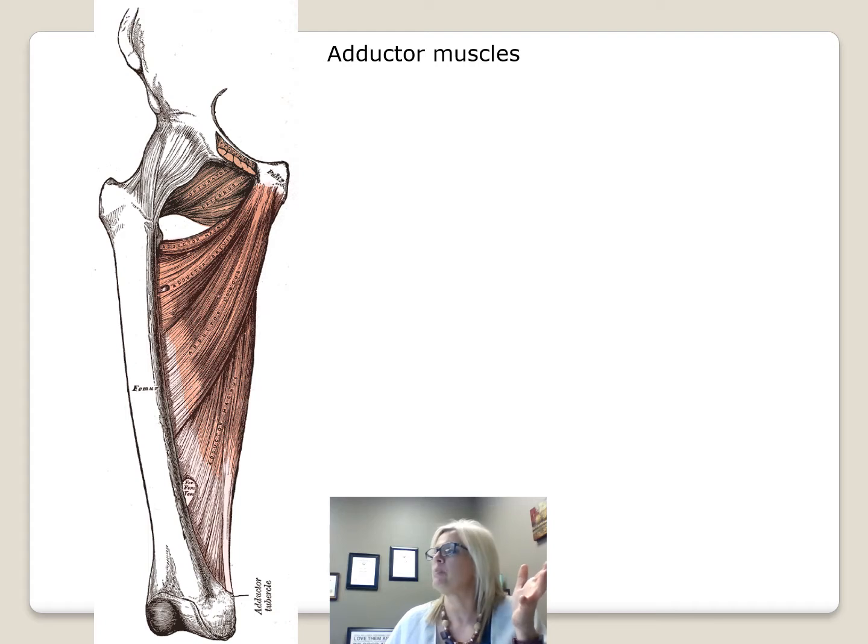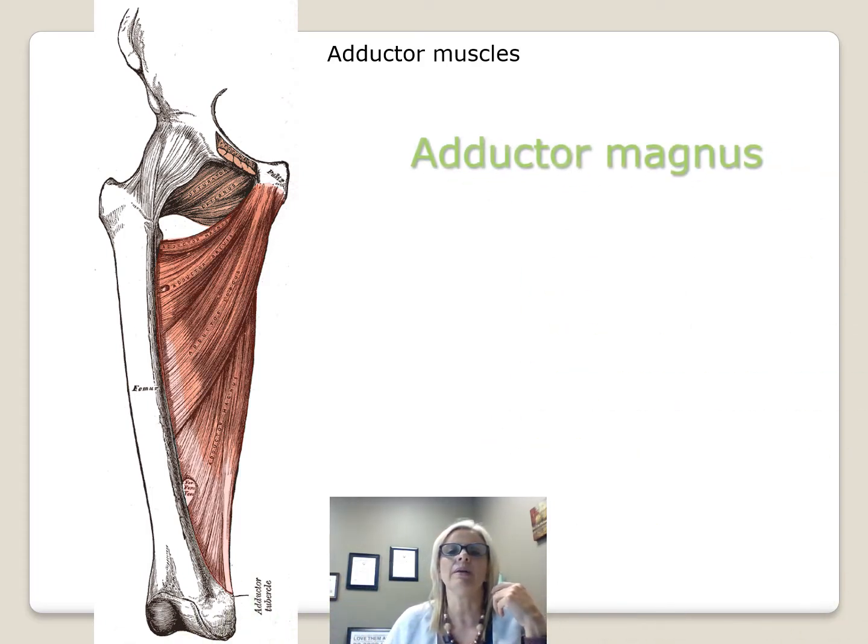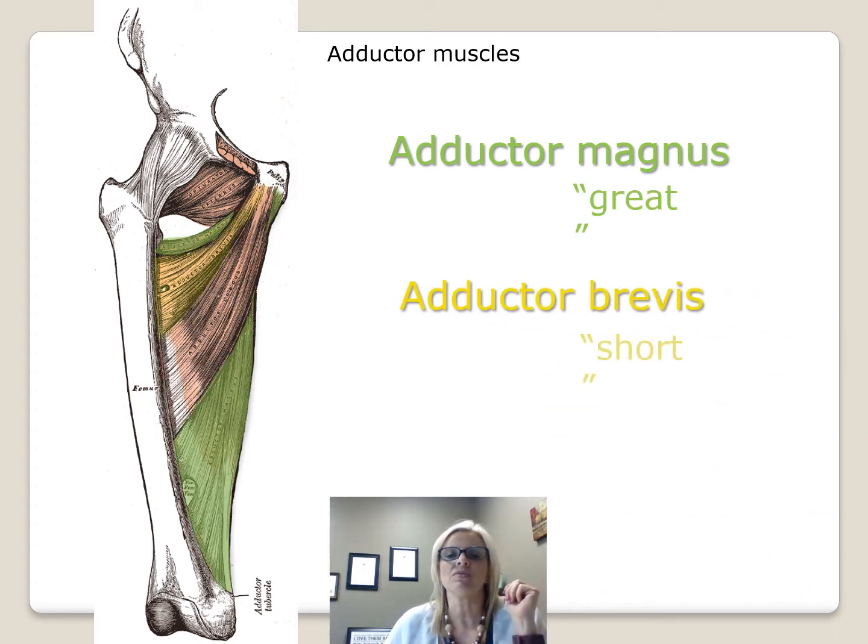So here's an example. We're going to look at the adductor muscles. Adduction versus abduction. Adduction, you're putting things together, so think bringing it closer into the body. Abduction, think someone is being abducted, they're being pulled away, so moving away from the body. So we have a group of 3 muscles here. These do the action of adduction.